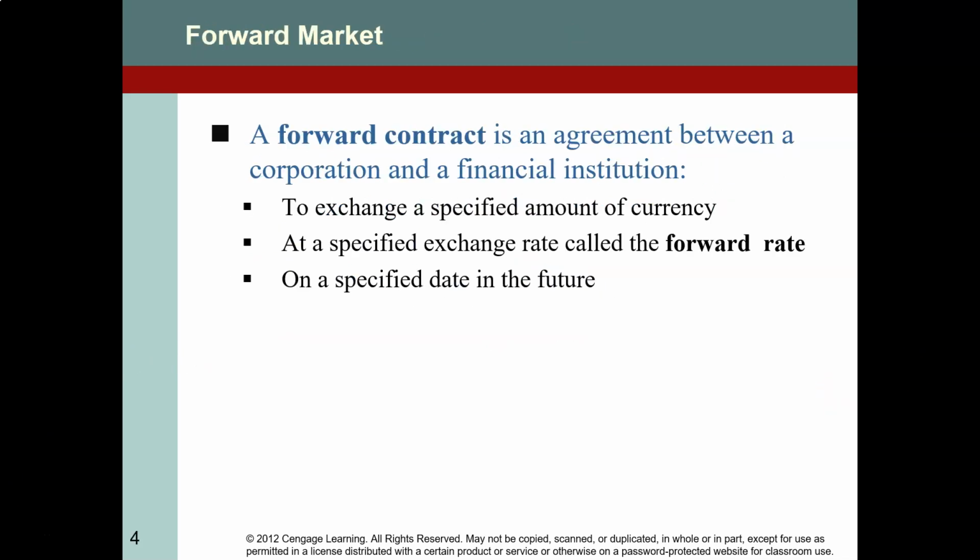All right, so the first contract is the forward contract. It is an agreement between a corporation and a financial institution to exchange a specified amount of currency at a specified exchange rate, called the forward rate, on a specified date in the future. So if you buy or sell a forward contract today with a financial institution, you would know how much you're going to buy or sell at a future date at a fixed forward rate.